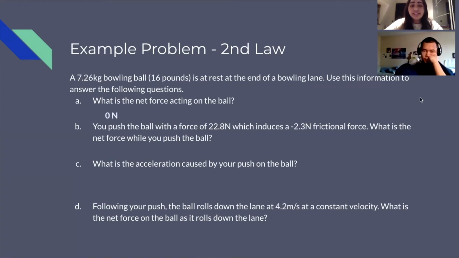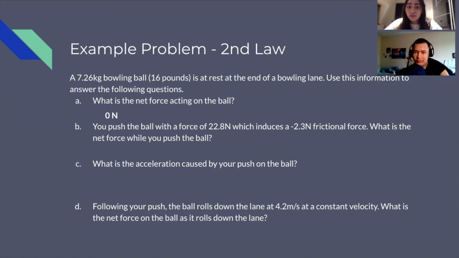Again, for A, it's exactly what we were talking about before. The ball is not moving and it's just sitting on the table or on the floor with 0 newtons. And there is, of course, going to be the gravitational force pulling it down, but at the same time, there's the normal force pushing it back up. And both of those will cross out, and the net will be 0.